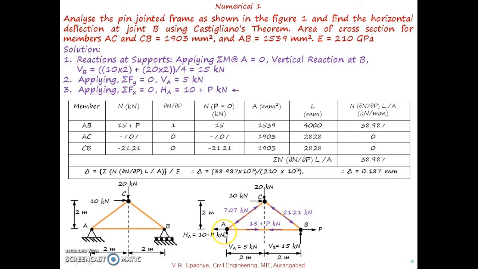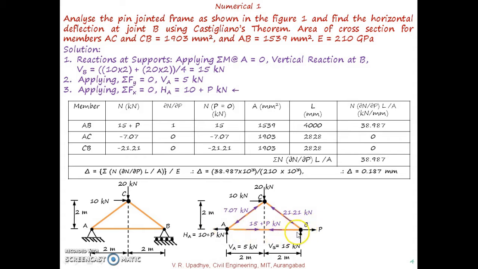So that will be the internal member force in member AB. And as this HA reaction is in negative x direction, and the horizontal component of member force AC is also in negative x direction, so member force in member AB will be in positive x direction. So that is tension. 15 plus P in member AB will be tension.